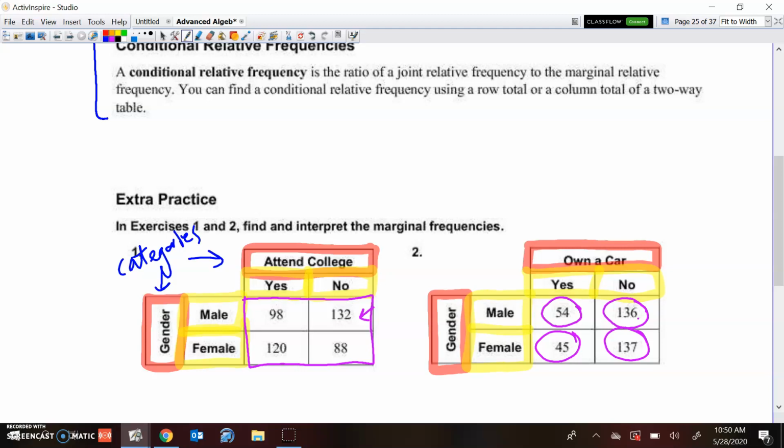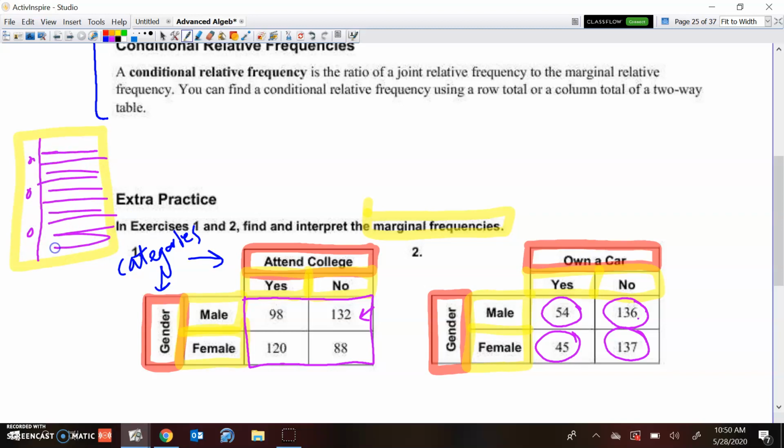Now, if we look back at the directions, which I was just kind of going rogue there, it says interpret the marginal frequencies. So let's talk about what a margin is. Think about a piece of paper. Okay, and then there's this sidebar, and there's these 3 circles, right? And then you're taught to write in this portion. You're not supposed to write in the margin.